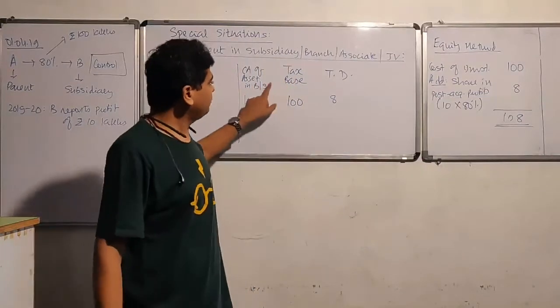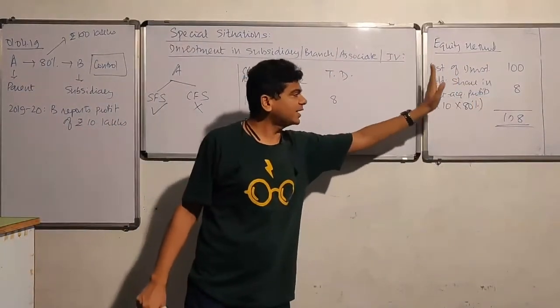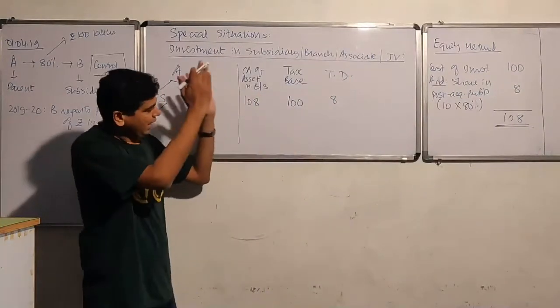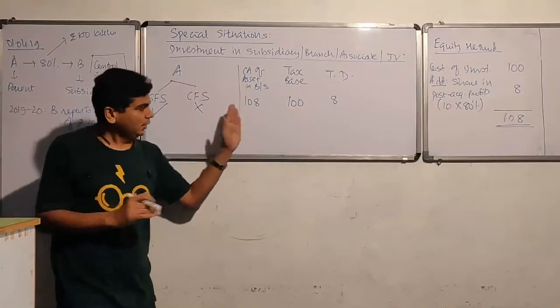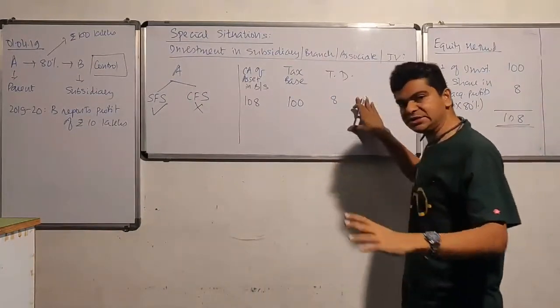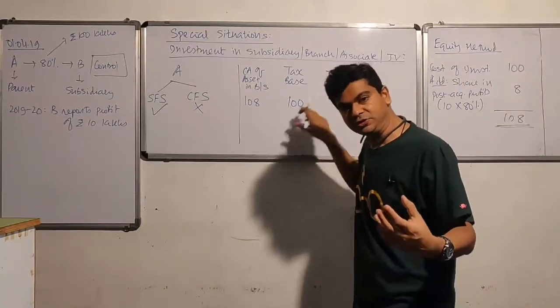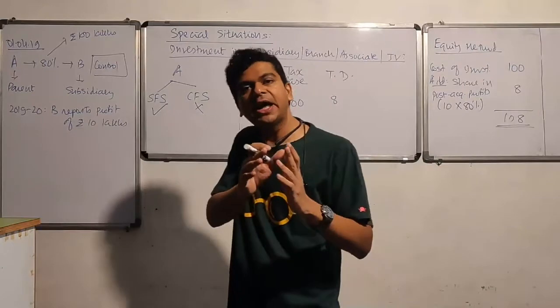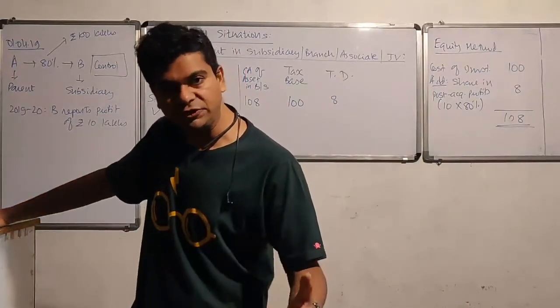I am comparing it with the tax base. This will not be considered by taxation authorities, and that's the reason my tax base will remain the cost, which is 100. So there is a temporary difference of 8, and this temporary difference is actually a taxable temporary difference. Should I recognize deferred tax liability on the taxable temporary difference?